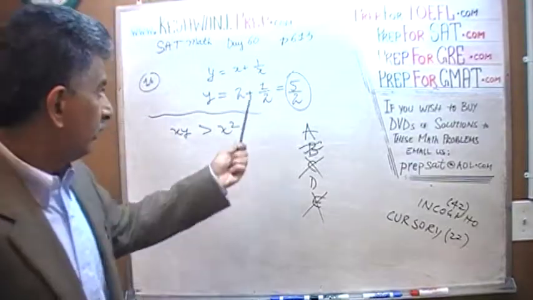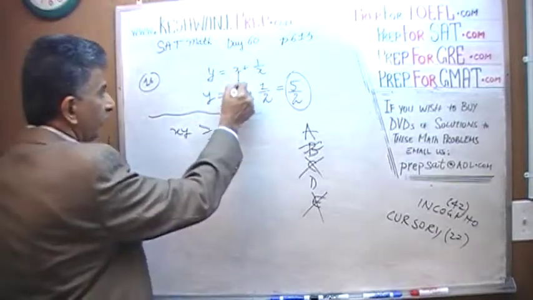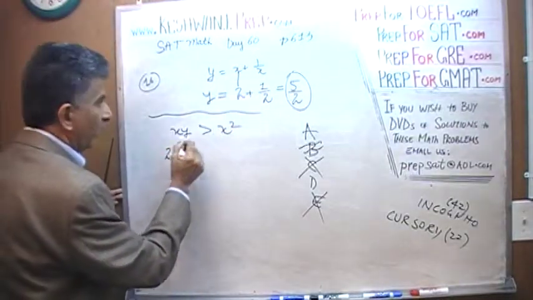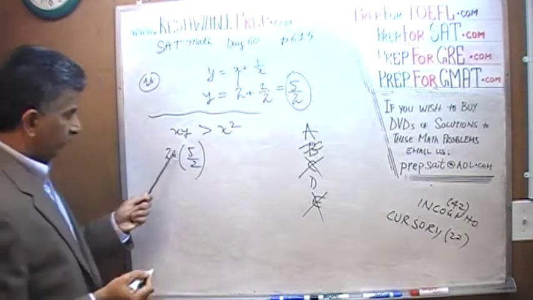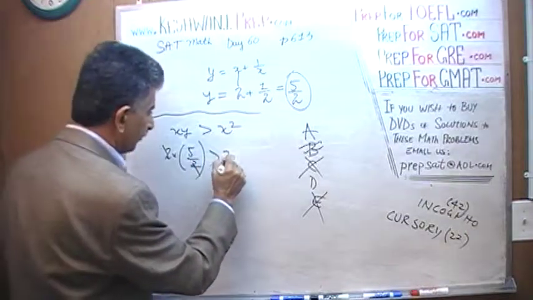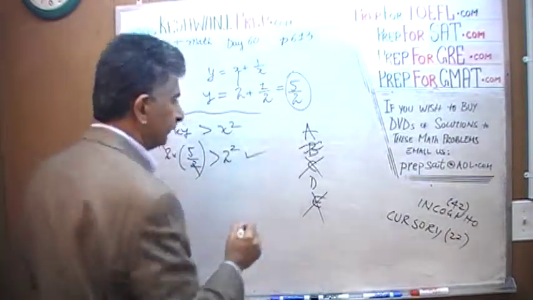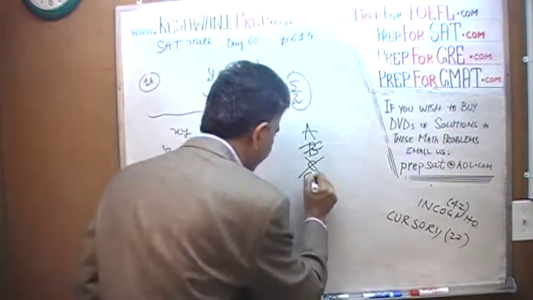One approach is to continue with the values that we have here and do it out. For example, our x is equal to 2, so 2 times y, which is 5 over 2. 2 times 5 over 2, the 2's are going to cancel out, and of course 5 is more than 2 squared, and that is true. The third statement is true, therefore the answer is D.